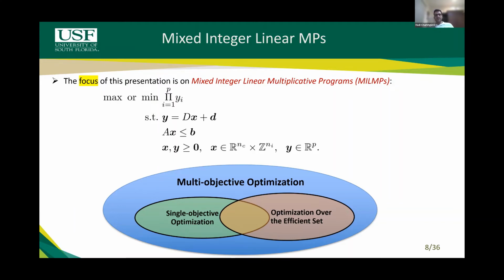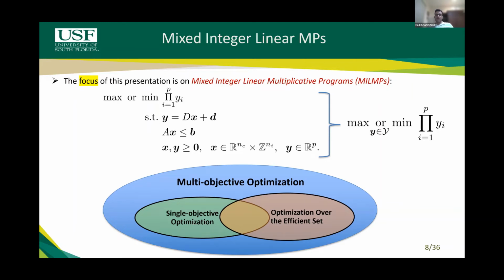In the mixed integer linear multiplicative programs, all the constraints are linear. So the only non-linearity comes from the objective function, and we have a bunch of continuous and integer decision variables. For simplicity, from now on, I'm going to represent these mixed integer linear multiplicative programs using this thing here.